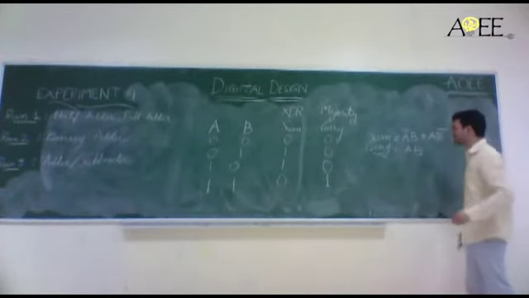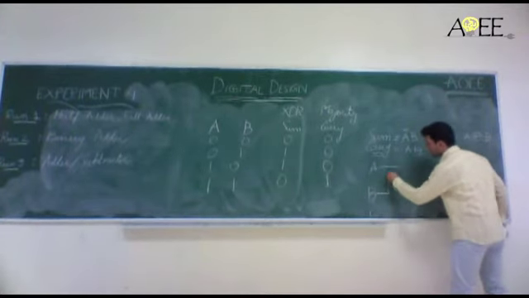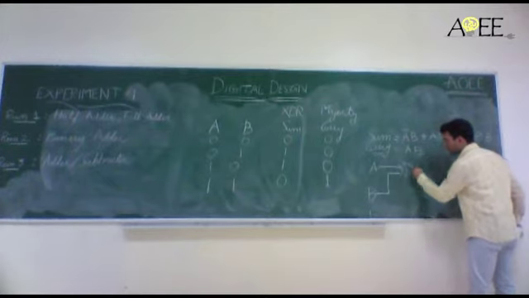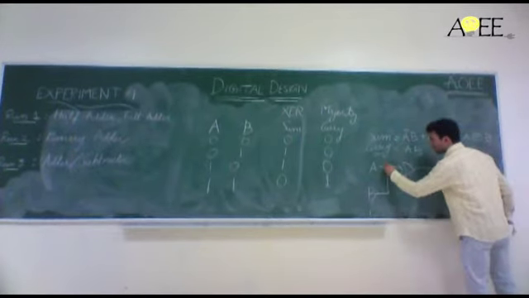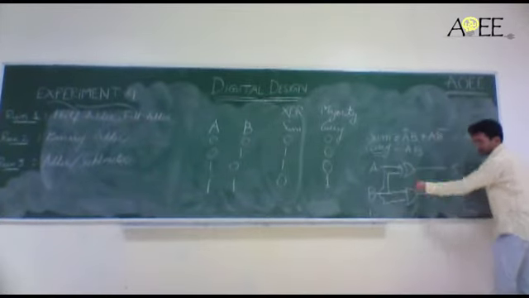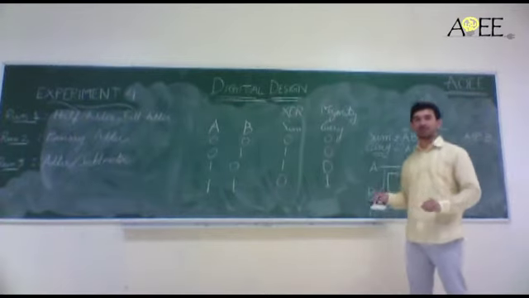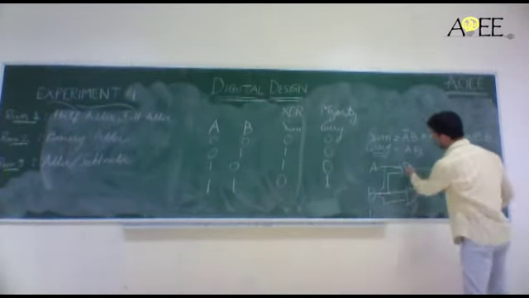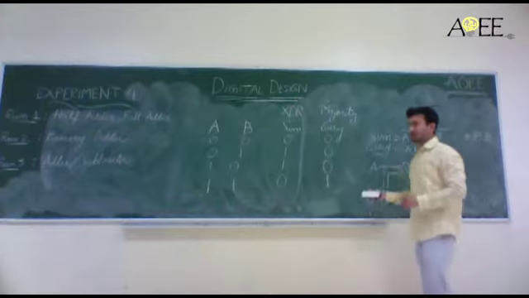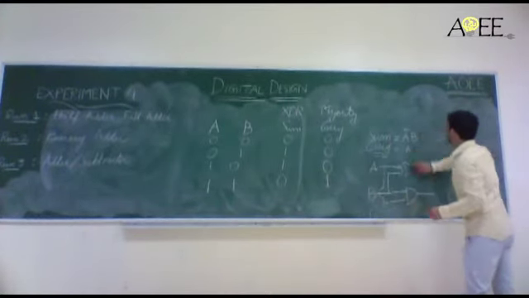So implementation is straightforward. You have A, you have B. First of all, A XOR B gives you sum, and A multiplied by B, or AB using an AND gate, gives you carry. This is the standard circuit for a half adder. Simple, using 2 gates. Next is the full adder. For the full adder, the circuit will change. Just look.